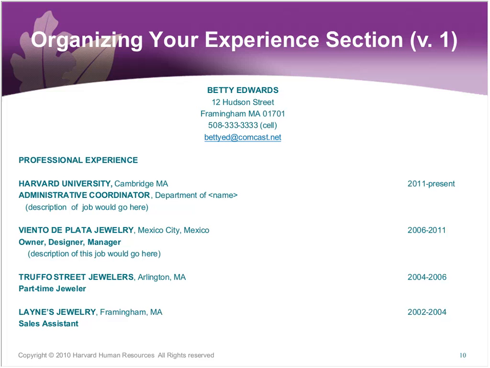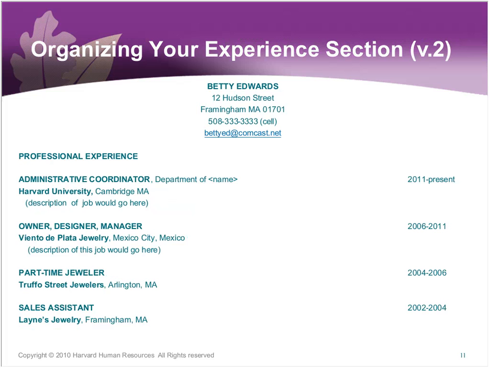Let's look at the next example, and Betty has switched this around. You'll notice now she's leading with the title of her position and then her employer, Harvard University. Once you decide what order you're going to put your information in, it does need to be consistent. So she's going to lead with the title Administrative Coordinator for her Harvard job. For her job with the jewelry store, same thing. She'd want to lead with the title and then with the place of employment.